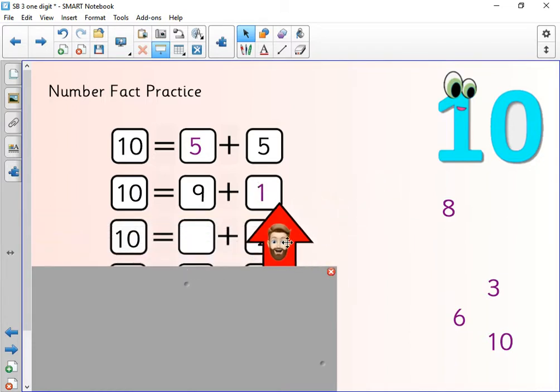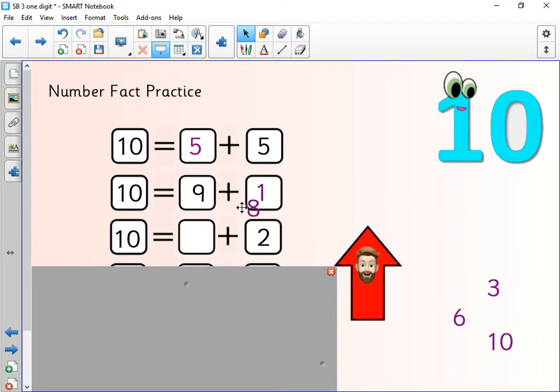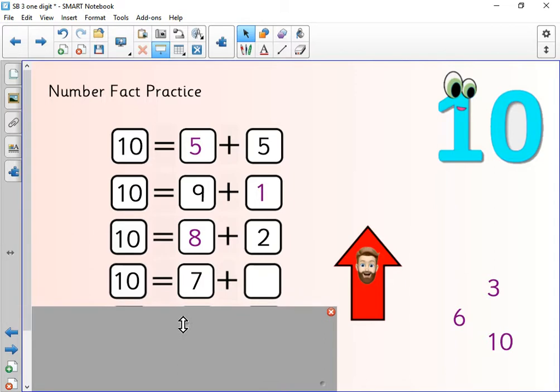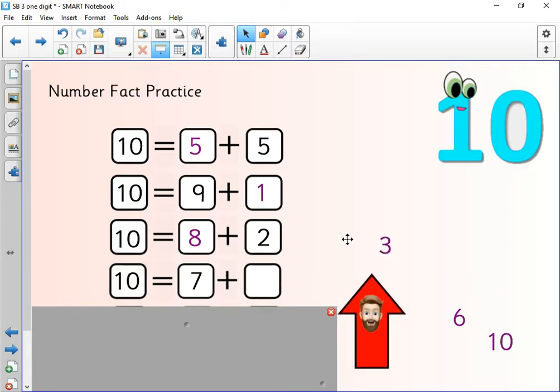Well, let's look at the next one. 10 equals something add 2. Can you remember the number fact? What must this be? After 3 you can shout out 1, 2, 3. Well done. It's 8. 8 and 2 make 10. Right, next one. 10 equals 7 add, you ready to shout out? Go! 7 add 3. Well done.